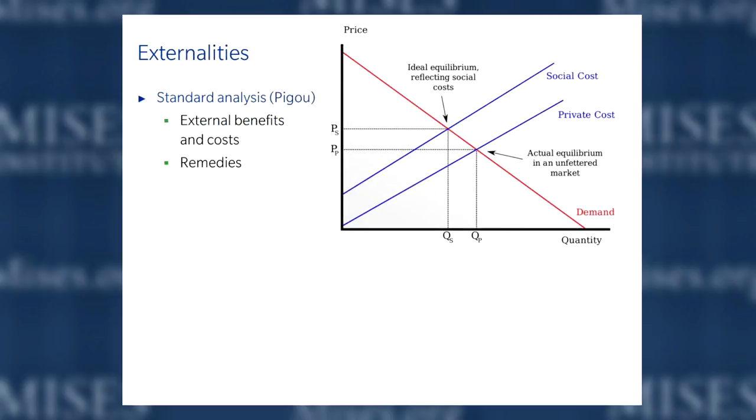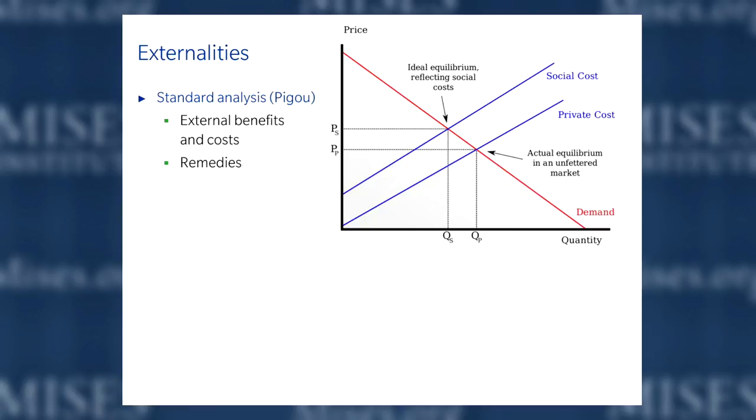So let's start by talking about the theory of externalities, or what are called external benefits and external costs. How many of you students have seen a diagram like this before? If you've taken a standard economics course at the undergraduate or graduate level, at some point you've probably seen some version of this analysis, which mostly comes from the great British economist A.C. Pigou.